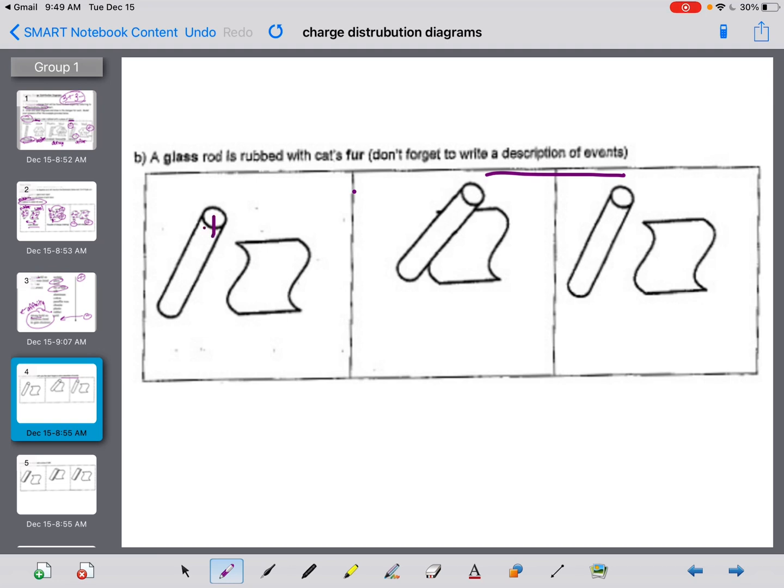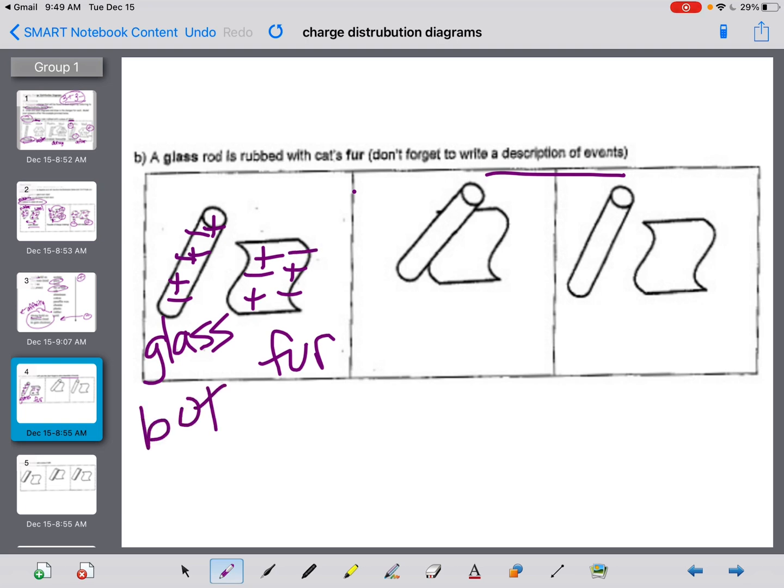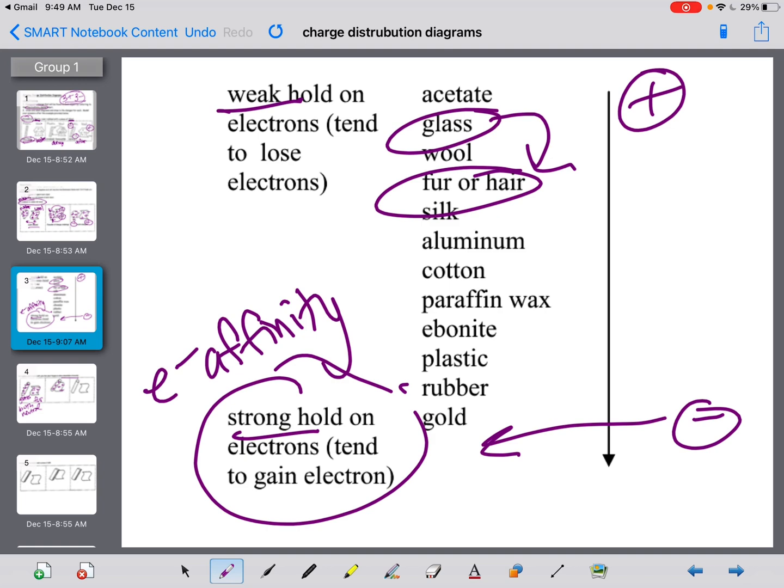Okay, so we have neutral glass, and this is fur, neutral, both neutral, right? So this is before. Then we're going to have to show the transfer. Because of the location on the chart, glass is going to lose electrons and the fur is going to gain them.